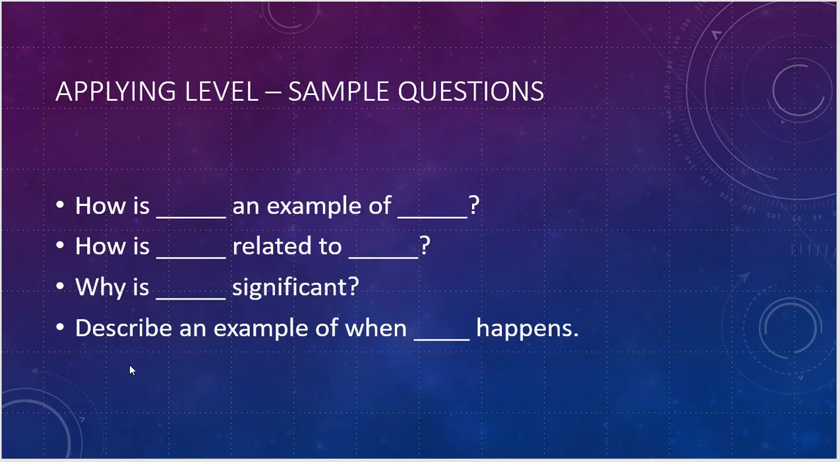All right, now let's look at some applying level. This is the highest level within the low-level thinking skills. So how is blank an example of blank? How is blank related to blank? Why is blank significant? Describe an example of when blank happens. So you have to have an understanding of these concepts in order to answer these types of questions. You're applying your knowledge of something in order to be able to answer them.